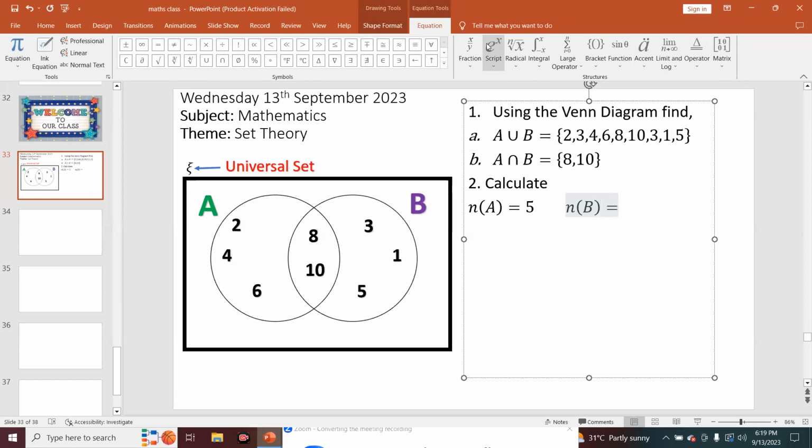What is the number of elements in B? 5. What are the elements? 3, 1, 5, 8, and 10. Very good. That's 5. Do we all agree that there are 5 elements in B? Yes, sir. Very good.